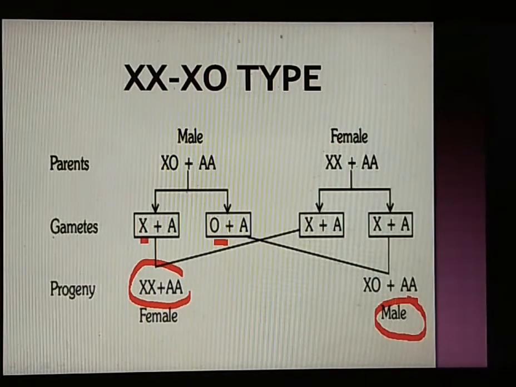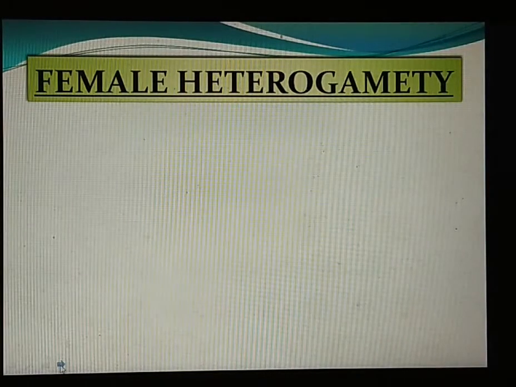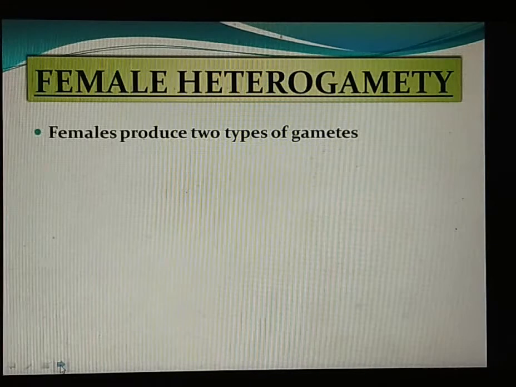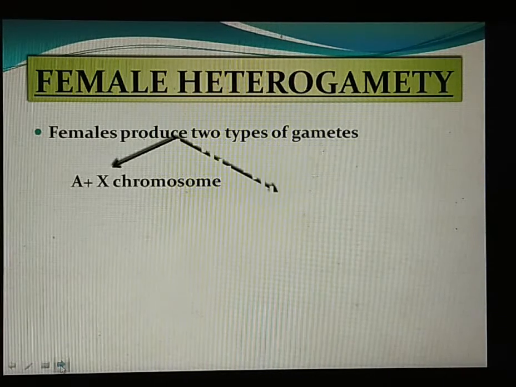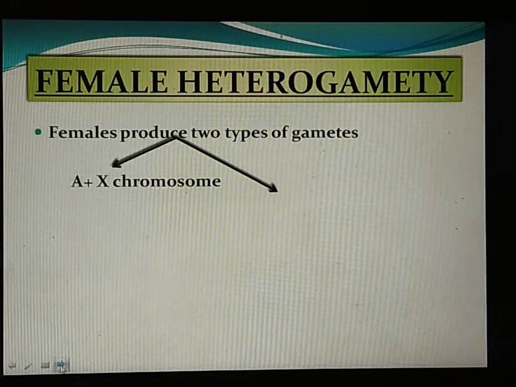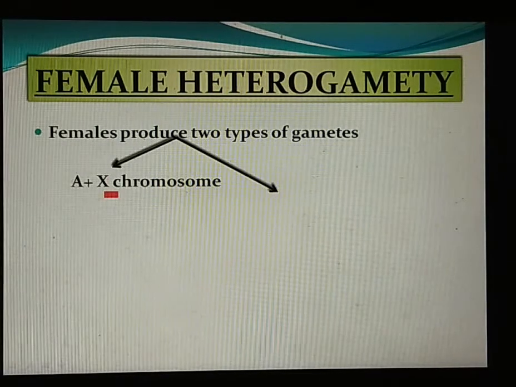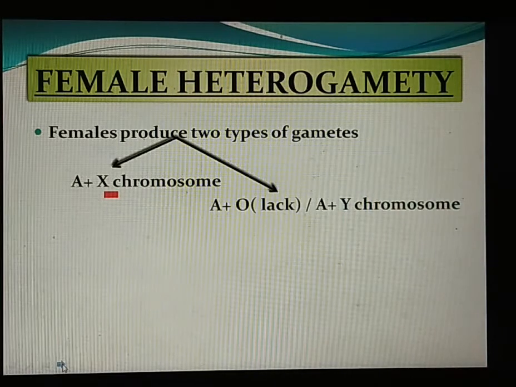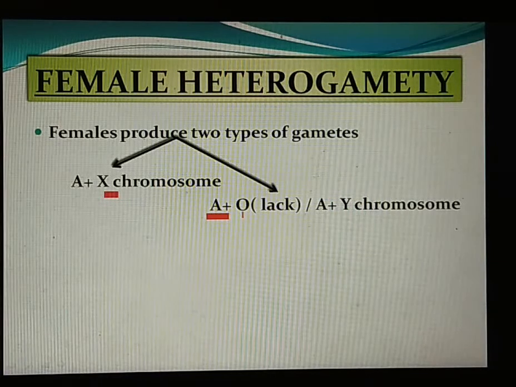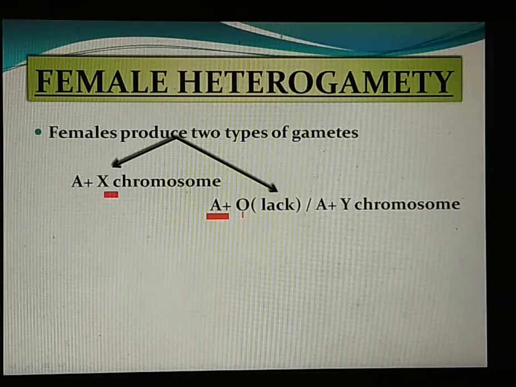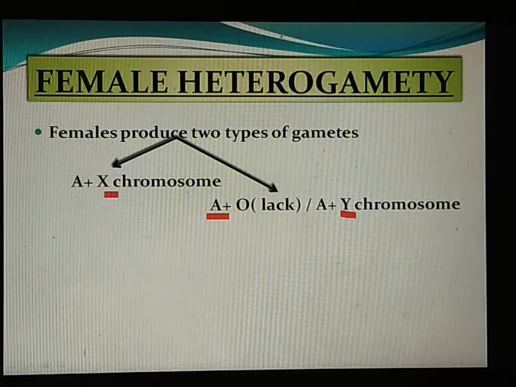The second type of heterogamety is seen in females. So therefore it is female heterogamety. Here females produce two types of gametes. In some gametes there will be autosomes along with one X chromosome, whereas in other gametes there can be only autosomes, lacking any sex chromosome, or there will be autosomes along with the Y chromosome.